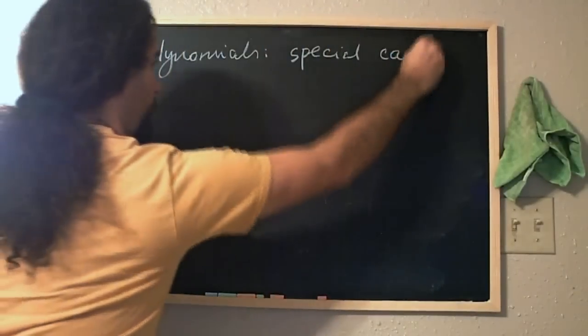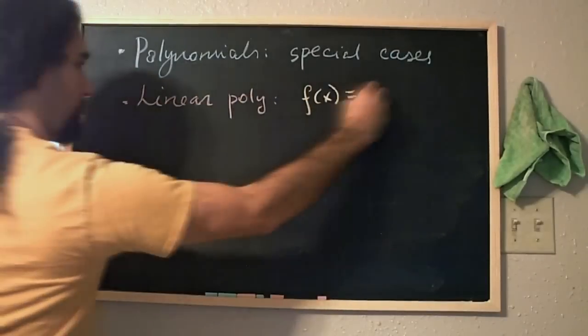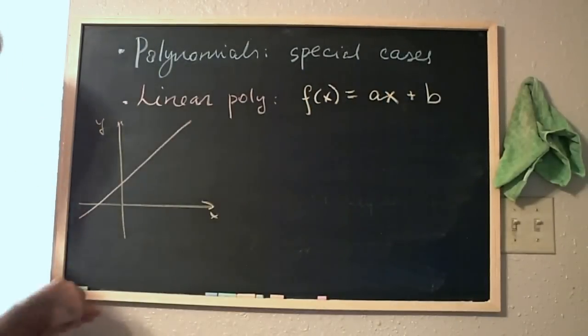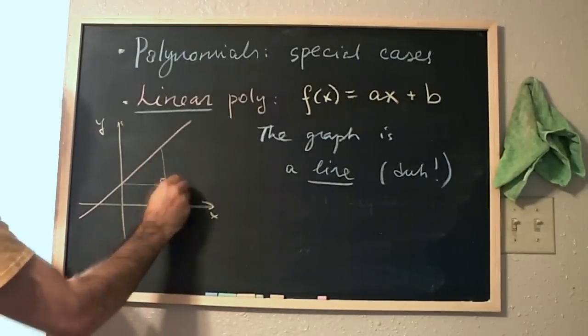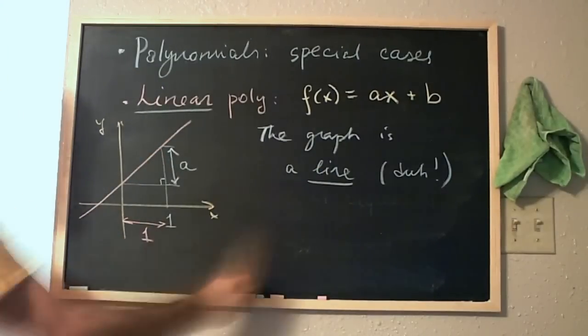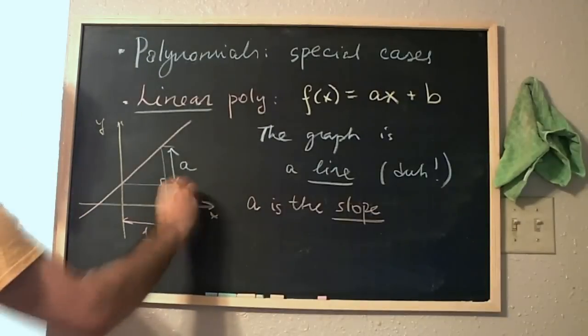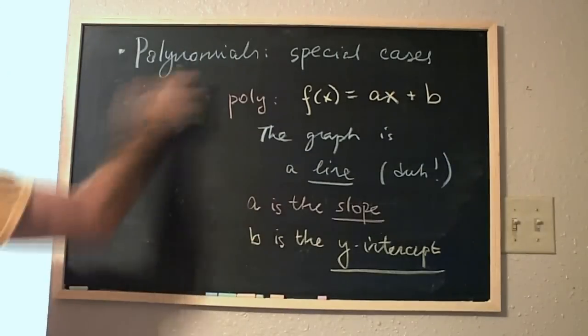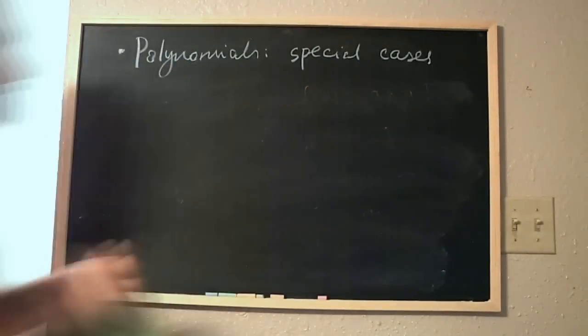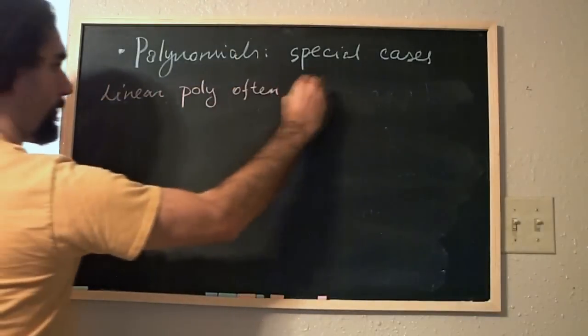A special case of a polynomial is a linear function, which is one of the form ax plus b. Here, a is the slope and b is the y-intercept. If you draw the graph of this polynomial, it turns out to be, unsurprisingly, a line. Linear polynomials often pop up in models because they are simple and because a lot of things exhibit linear behavior.